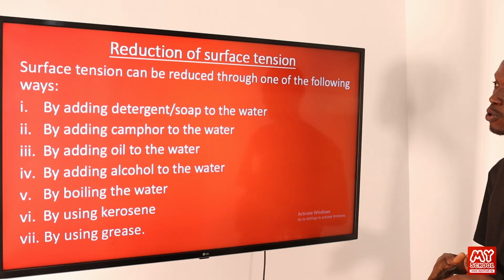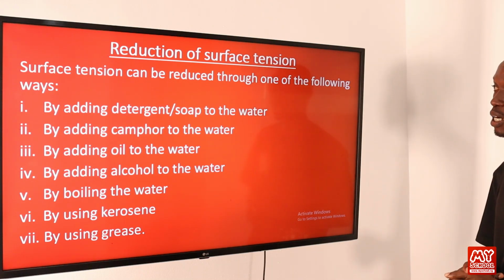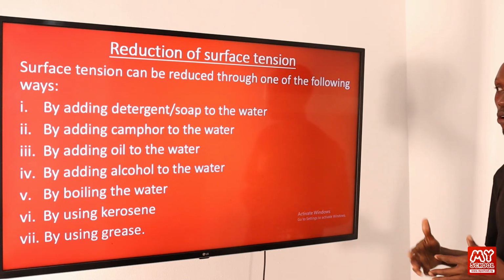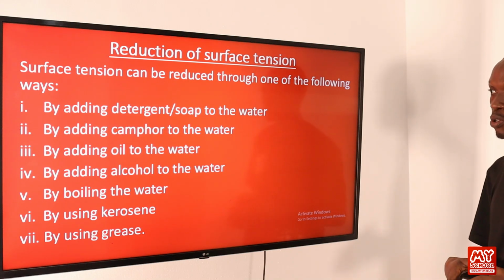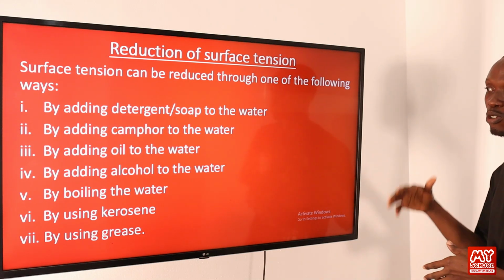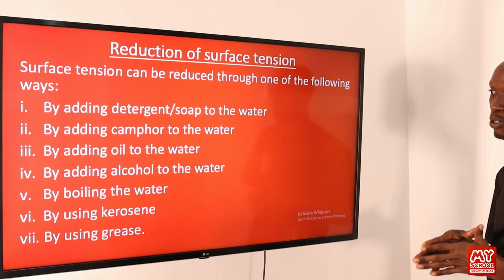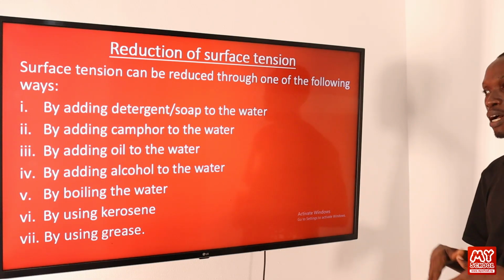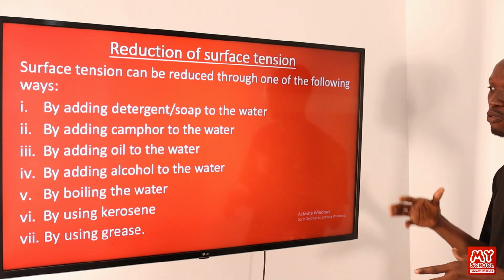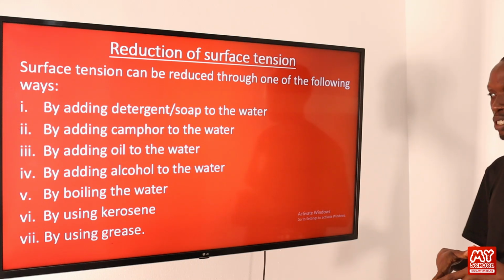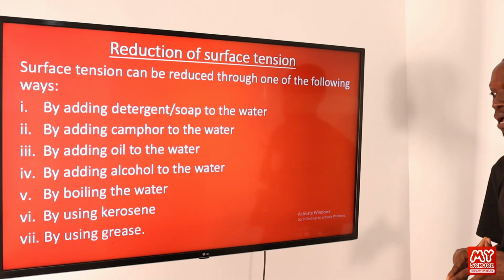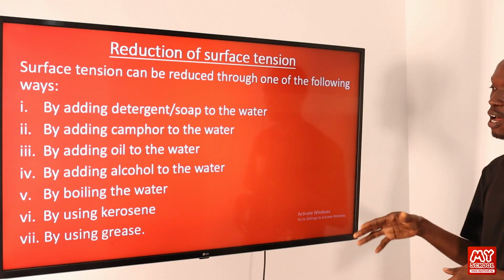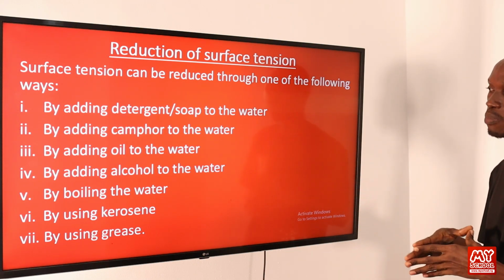Okay, so here we shall be discussing reduction of surface tension. Surface tension can be reduced through one of the following means. By adding detergent or soap to the water, the surface tension will be reduced. By adding camphor to the water, the surface tension on the surface of the water will be reduced. By adding oil to the water, the surface tension on the surface of the water will be reduced. By adding alcohol to the water, by boiling the water, by using kerosene, by using grease. So these are some of the ways in which surface tension can be reduced.